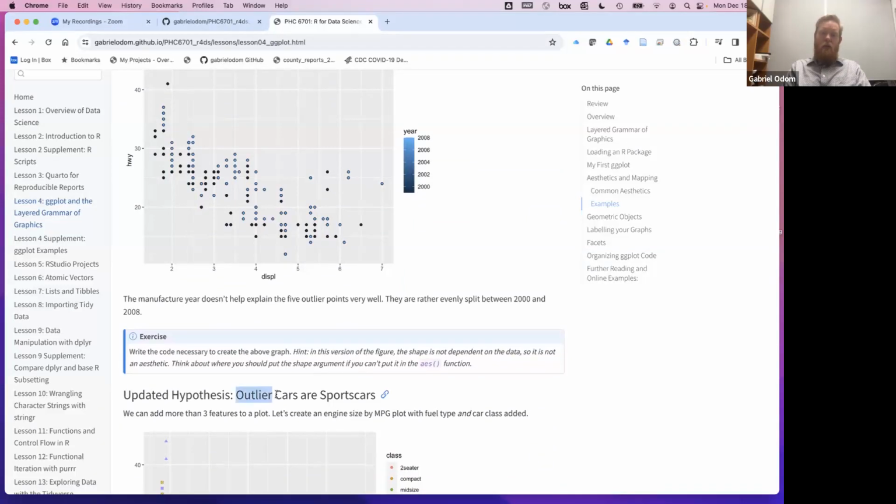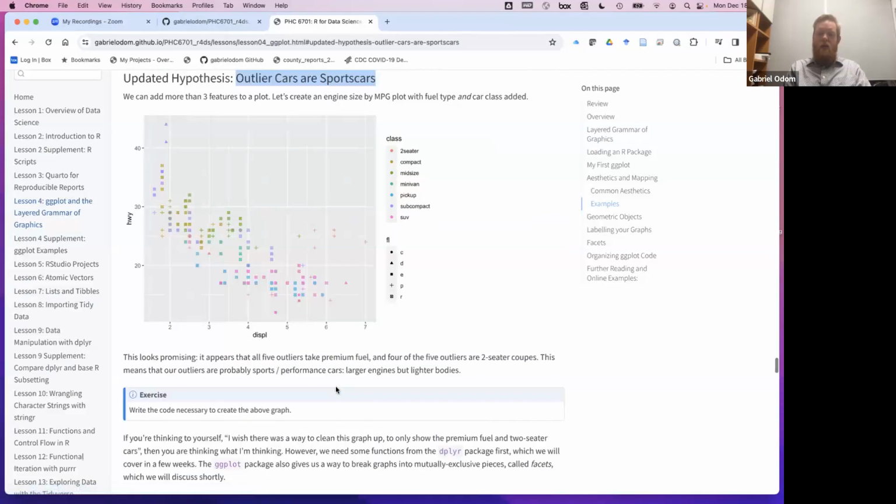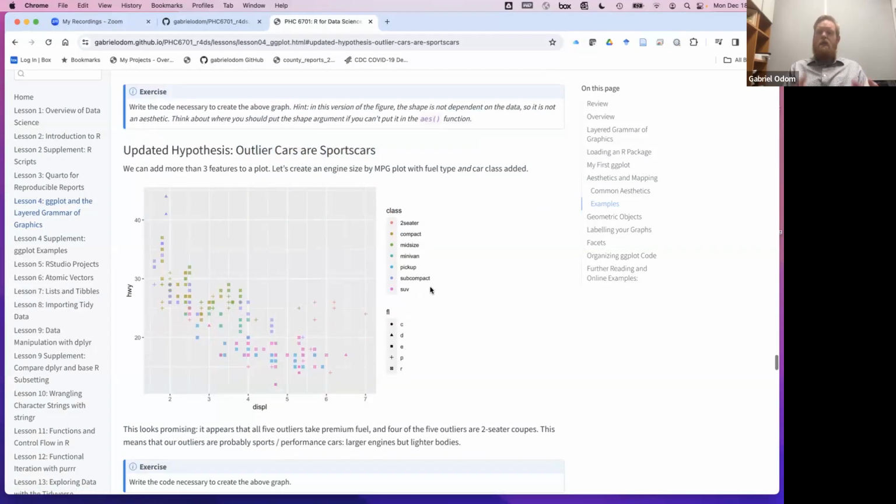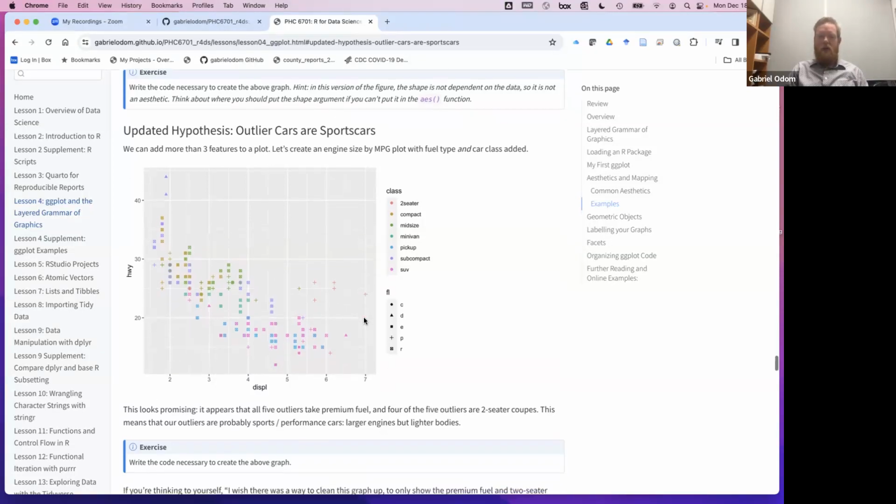We would update the hypothesis to say, okay, we've got sports cars. That's what we're dealing with. So sports cars, they're taking the premium fuel and they're two-seaters or at least a larger engine body, and so forth. And so we see right here that this is honestly pretty good discrimination. Discrimination in the statistical concepts means separation. We're able to separate these points out and say, I think we're actually explaining what's going on pretty well, that these are probably sports cars.